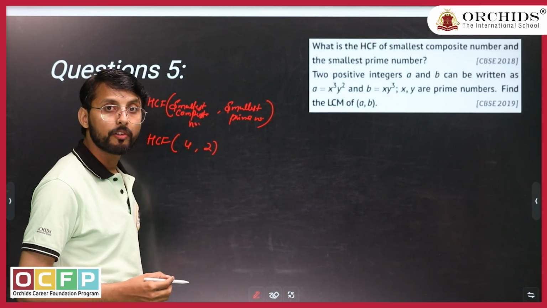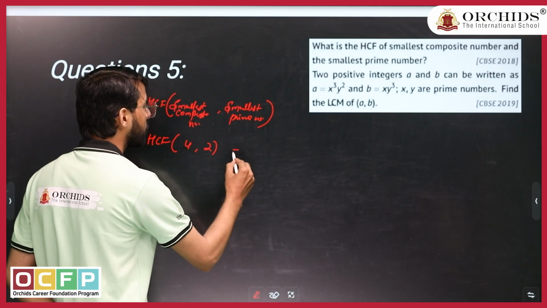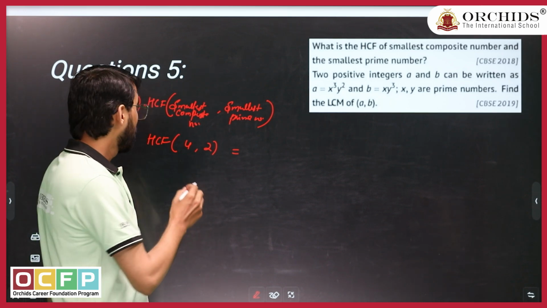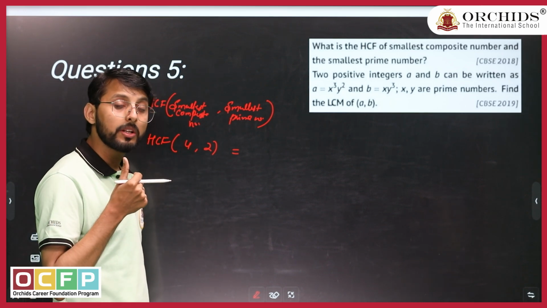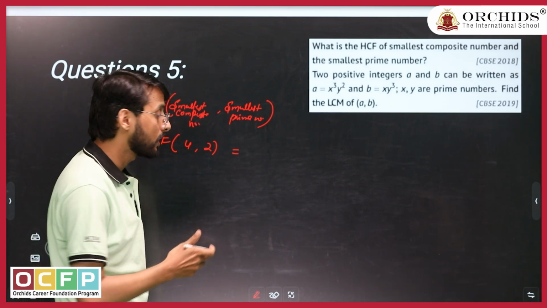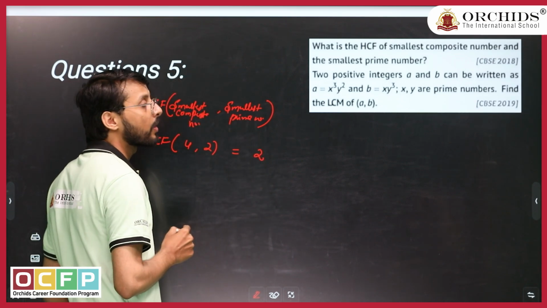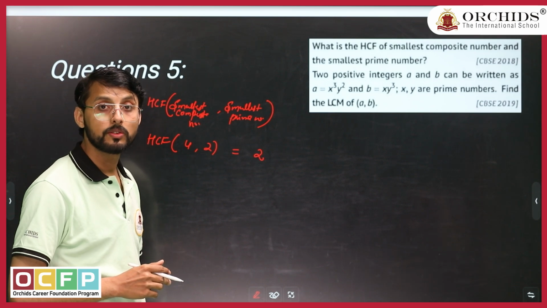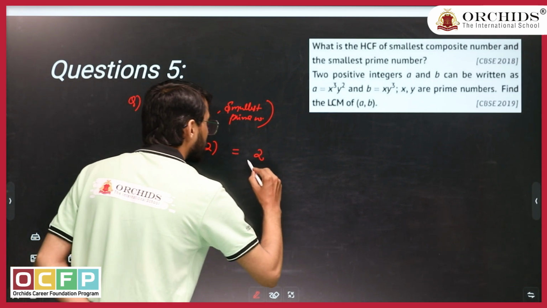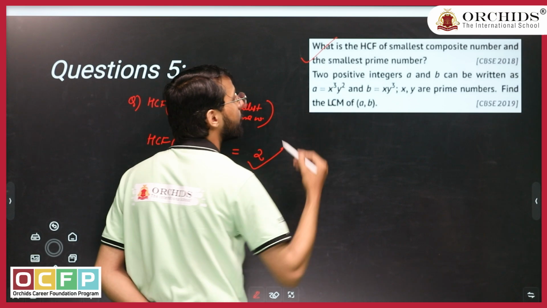What is the HCF of 4 and 2? HCF means highest common factor. Name is highest, but we have to go for the lowest. So HCF of 4 and 2 is 2. So we got our answer as 2. So first part is done.